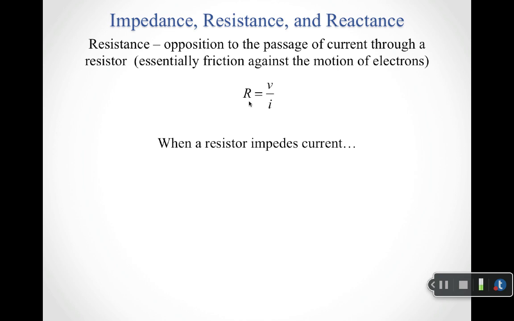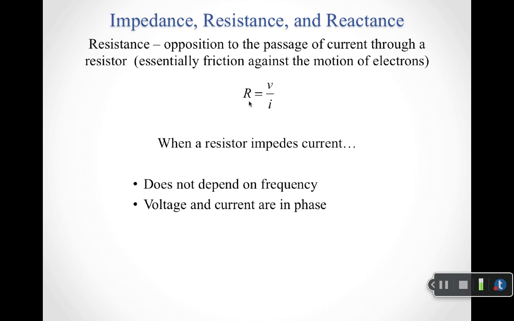So what happens when a resistor impedes current within an AC circuit? There's a handful of things. One is that it doesn't depend on the frequency at which the voltage source is running. We know we have a sinusoidal voltage source running at a certain frequency. A resistor doesn't care about that frequency. You run it at a high frequency or a low frequency, resistance isn't going to change.